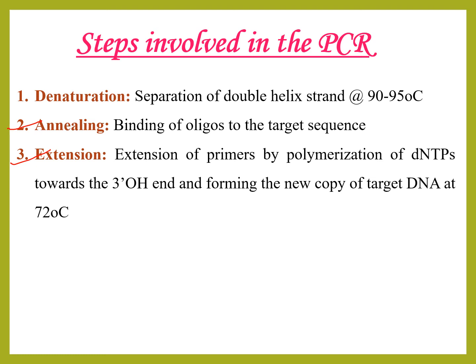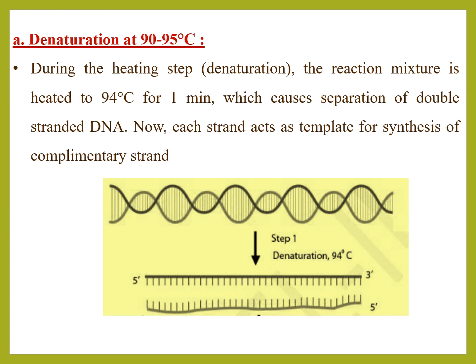So let us see each step in detail. During the denaturation step, the reaction mixture we prepared for the PCR is heated to 94 degrees. Generally we follow 90 to 95. We will set up the reaction at 94 or 95 degrees for 1 to 5 minutes. It causes separation of double-stranded DNA. Here you can see the double-stranded DNA separated into 2 templates. Now each strand acts as a template for synthesis of the complementary strand. This is the first step in the PCR.